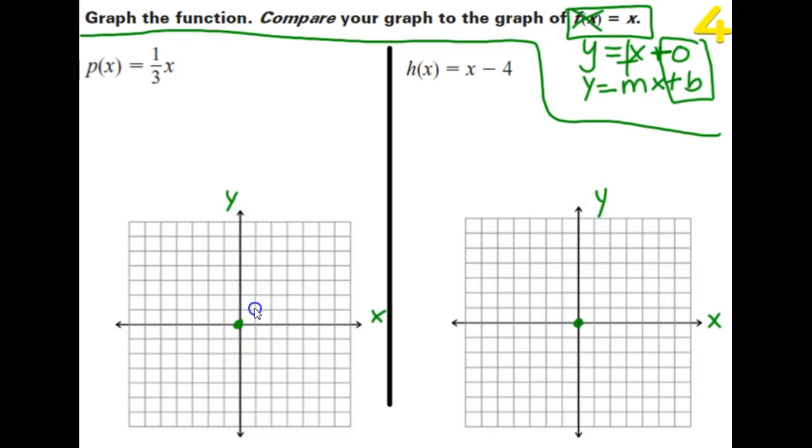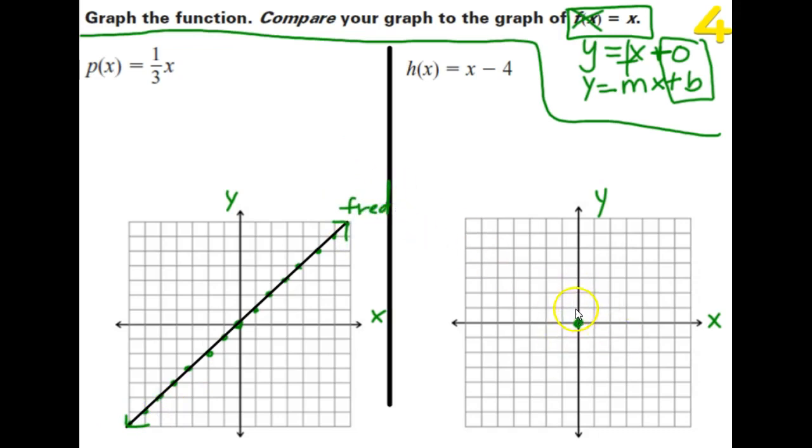So rise 1, run 1. Up 1, 1 to the right. Or instead of up and right, we could go down and left. And I'm going to draw my line through there, put arrows on the ends, and label that with f, that's my parent function, Fred.